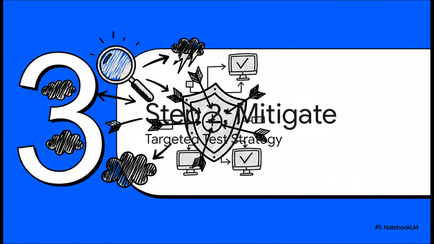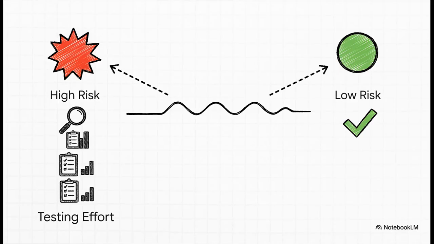This is where the fun starts. You get to design a test plan that's specifically built to attack your biggest, scariest threats. And here it is, the golden rule of risk-based testing. It's so simple, but so powerful. The amount of testing you do should be directly proportional to the level of risk.